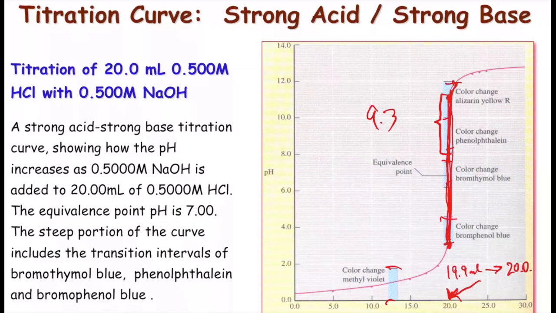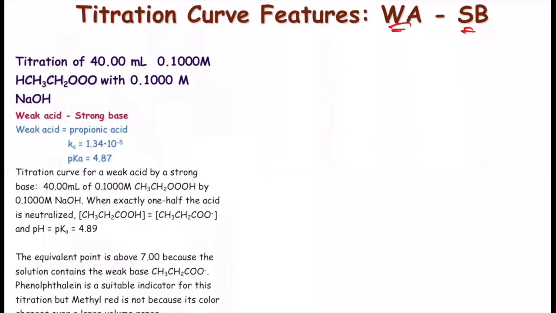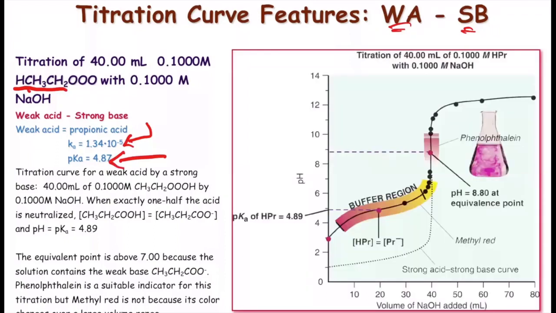This is a weak acid, strong base situation. This is the situation that we just talked about. Here we're looking at propionic acid. Propionic acid has a Ka of 1.34 times 10 to the minus 5. Its pKa is 4.87. Let's take a look at that curve right here. This is our strong acid, strong base situation, this dotted line. That's not what we want. This is propionic acid right here.